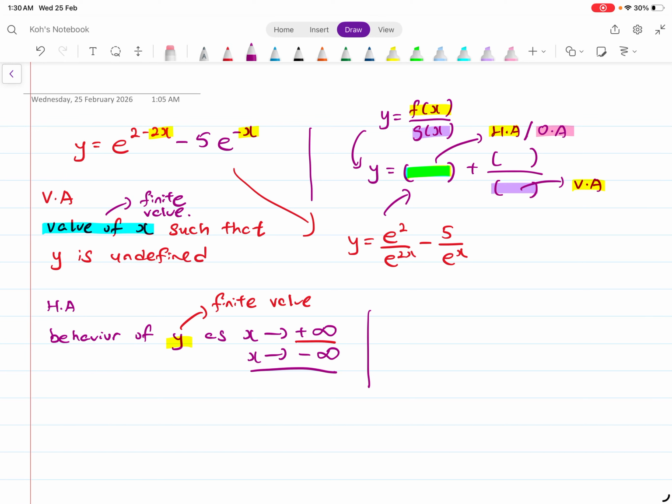Okay, let's go through these questions. So we are given the equation y equal to 2e to the power of 2 minus 2x minus 5e to the power of negative x. We will be asked to determine the asymptote. How do we actually determine the asymptote?